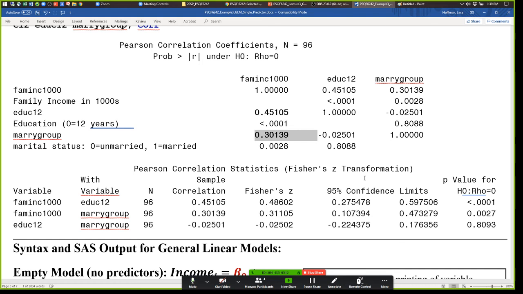So it's weird to think about, but what it means is that people who are married are associated with having a higher income. If this were a negative relationship, then it would mean people who are unmarried are associated with having a higher income, or alternatively, people who are married are associated with having a lower income. You could say it either way. So we're going to see that play out in these sorts of models next time.